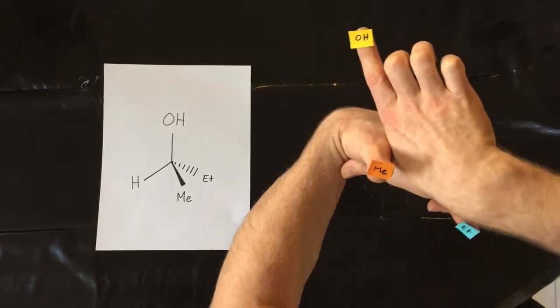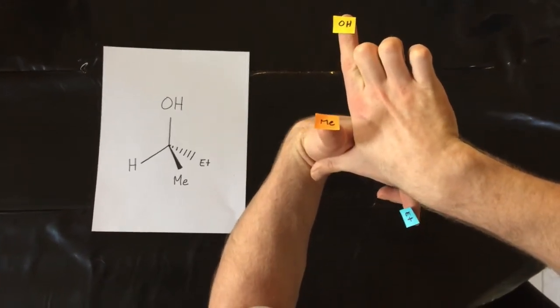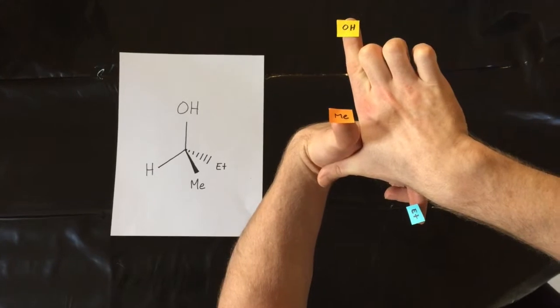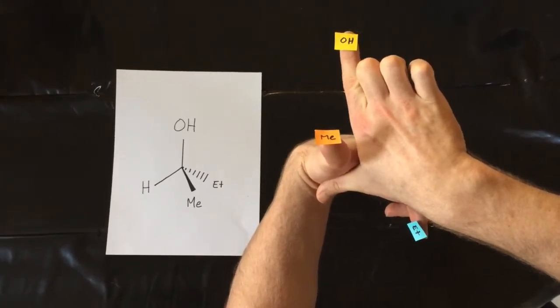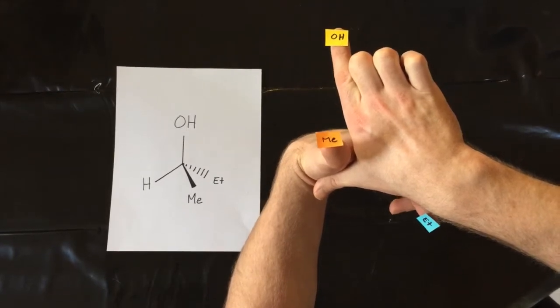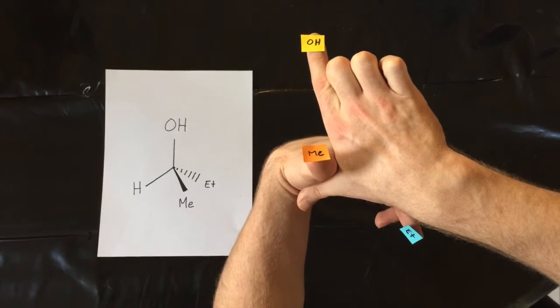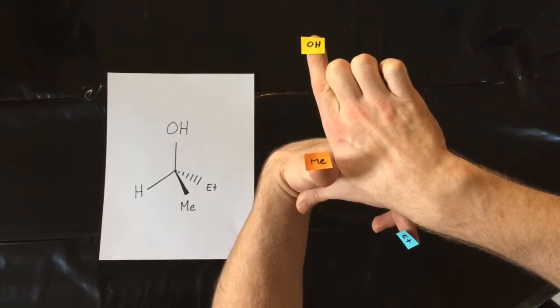To do that, you rotate your hands, so your hydrogen is going backwards, and your other three molecules are all in the same plane. We'll rank them hydroxide number 1, ethyl number 2, and methyl number 3. As you can see, this moves in a clockwise pattern, giving our chiral center R spin.